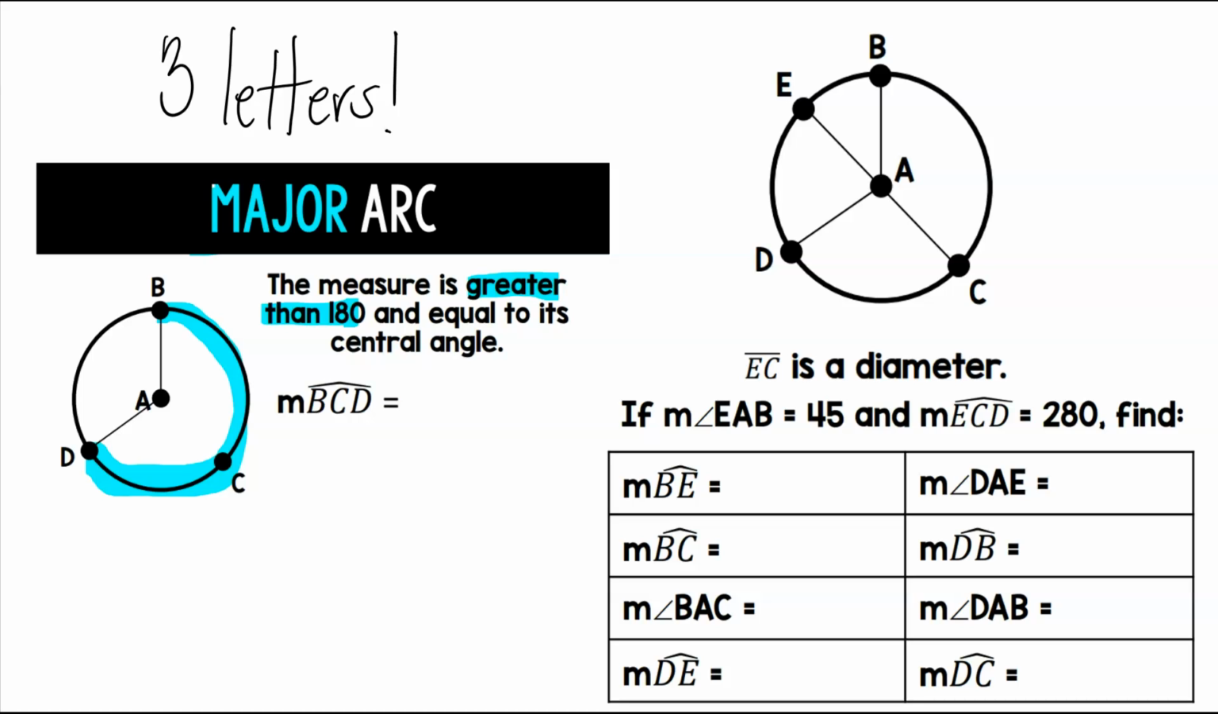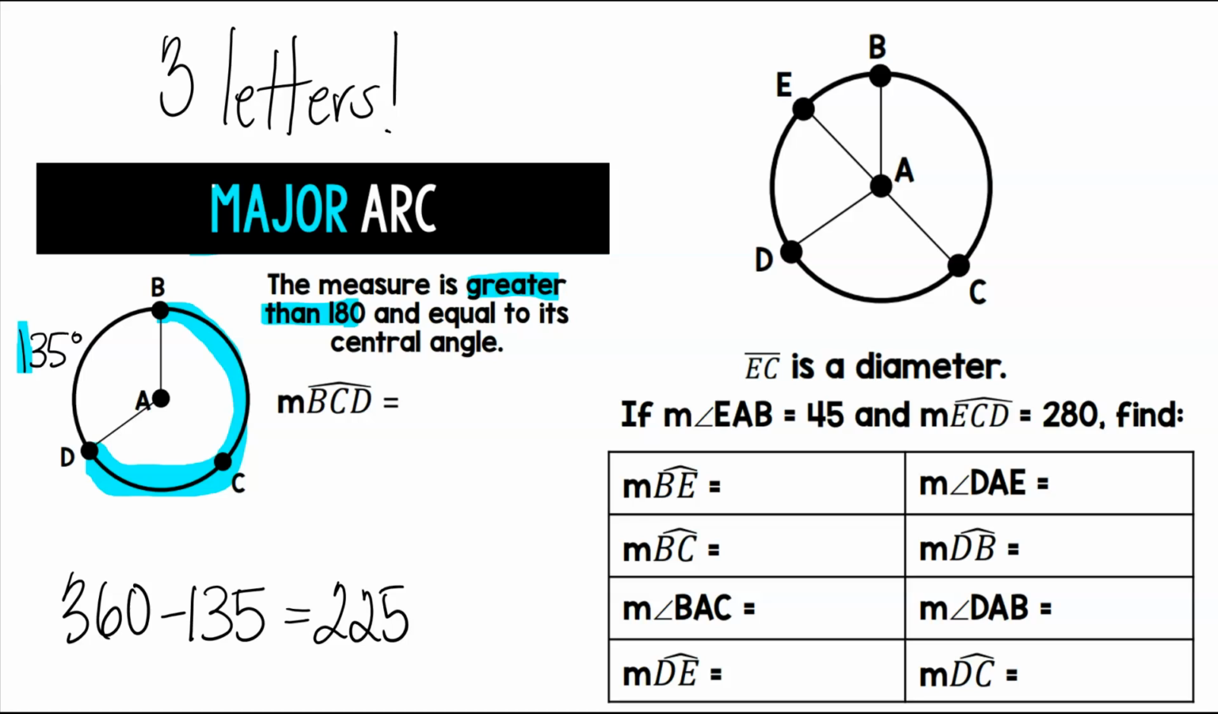Now, earlier in a previous problem, I said that arc BD was 135. So let's do the same thing here. If this minor arc is 135, the major arc is always going to be 360 minus that minor arc to make up the whole circle, which leaves us with 225 degrees. So major arc BCD is 225 degrees.